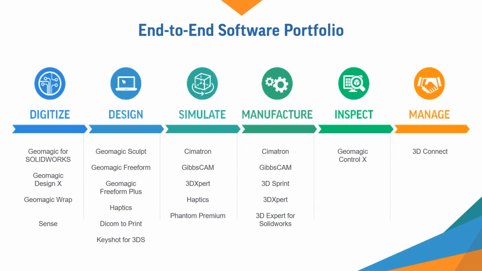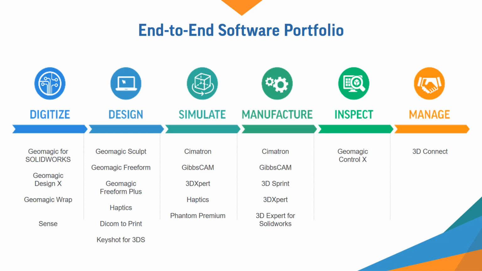So to start with, we're going to talk a little bit about where Geomagic Design X fits in the Geomagic software product line. Design X is in the digitized section of the steps that we've outlined here, and it's also under the Geomagic brand of software. That means it's in the scanning and modeling softwares that 3D Systems has. We also have some CAM and tool and die software under the Cimatron and GibbsCAM portfolio.